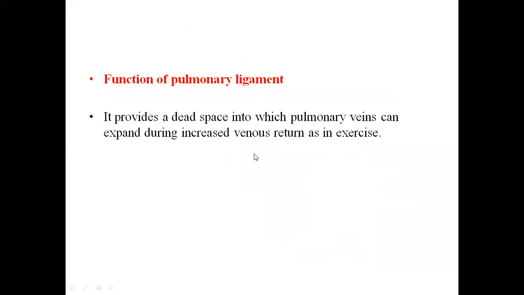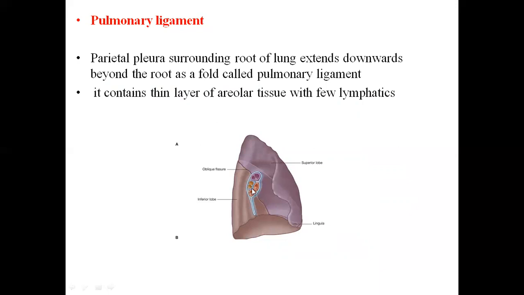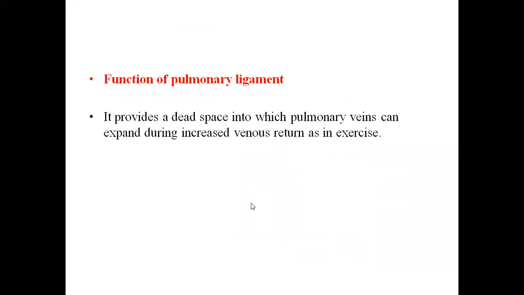Now, what's the function? It provides dead space to the pulmonary veins during exercise. So these are the pulmonary veins which are seen in the root of the lung, or which are forming the root of the lung. So during increased venous return as in exercise, the pulmonary veins get the space to extend. It can extend into the pulmonary ligament because pulmonary ligament has a potential space within it.